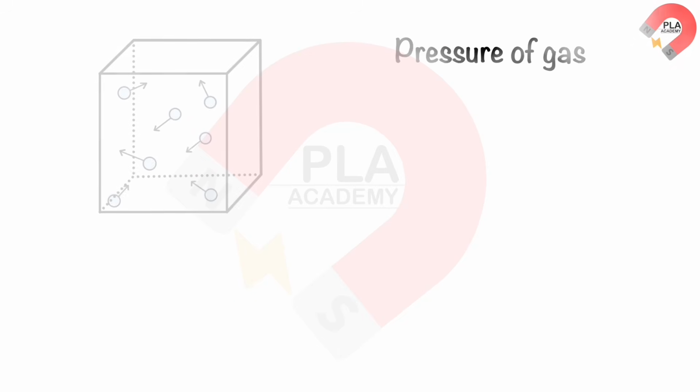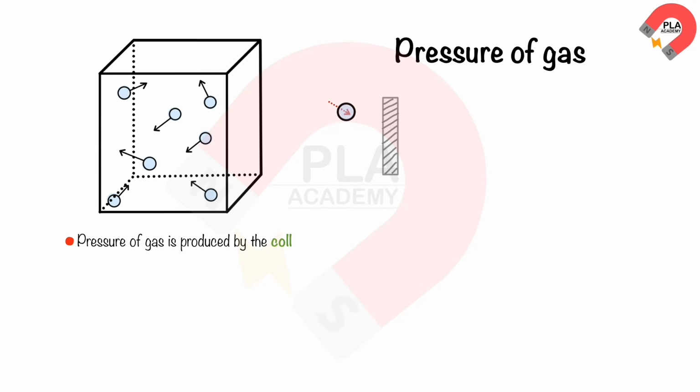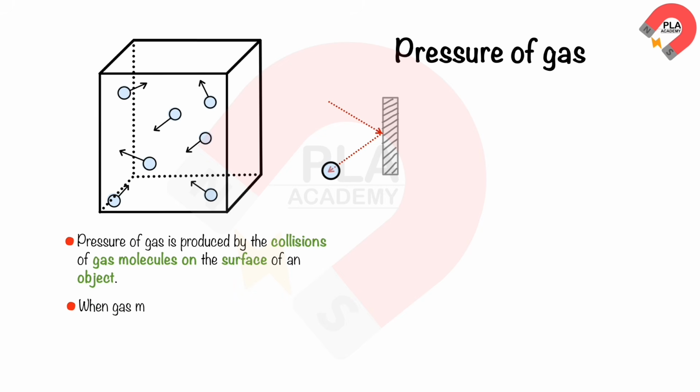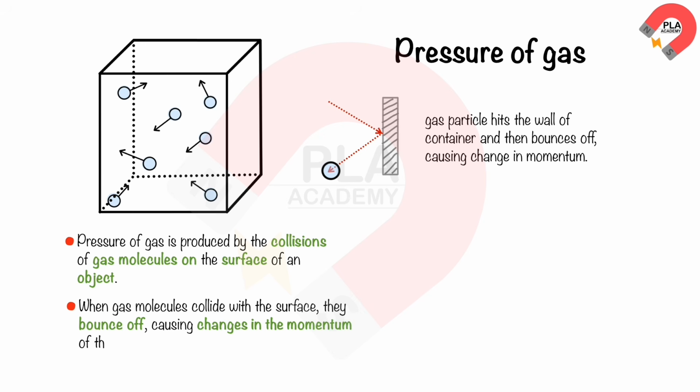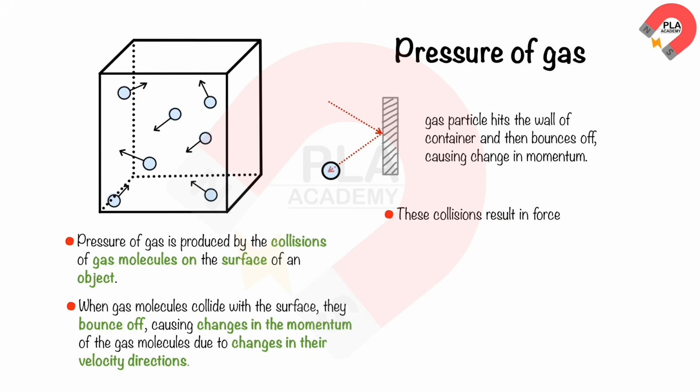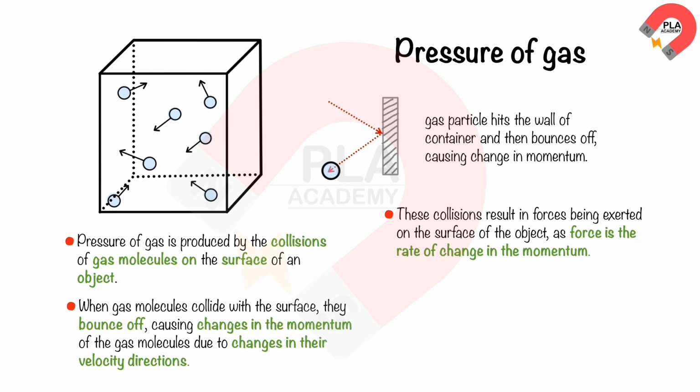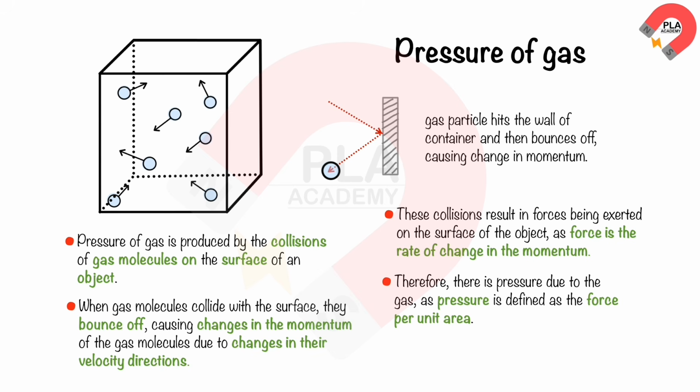Pressure of gases. Pressure of a gas is produced by the collisions of gas molecules on the surface of an object. When gas molecules collide with the surface, they bounce off, causing changes in the momentum of the gas molecules due to changes in their velocity directions. These collisions result in forces being exerted on the surface of the object, as force is the rate of change in the momentum. Therefore, there is pressure due to the gas, as pressure is defined as the force per unit area.